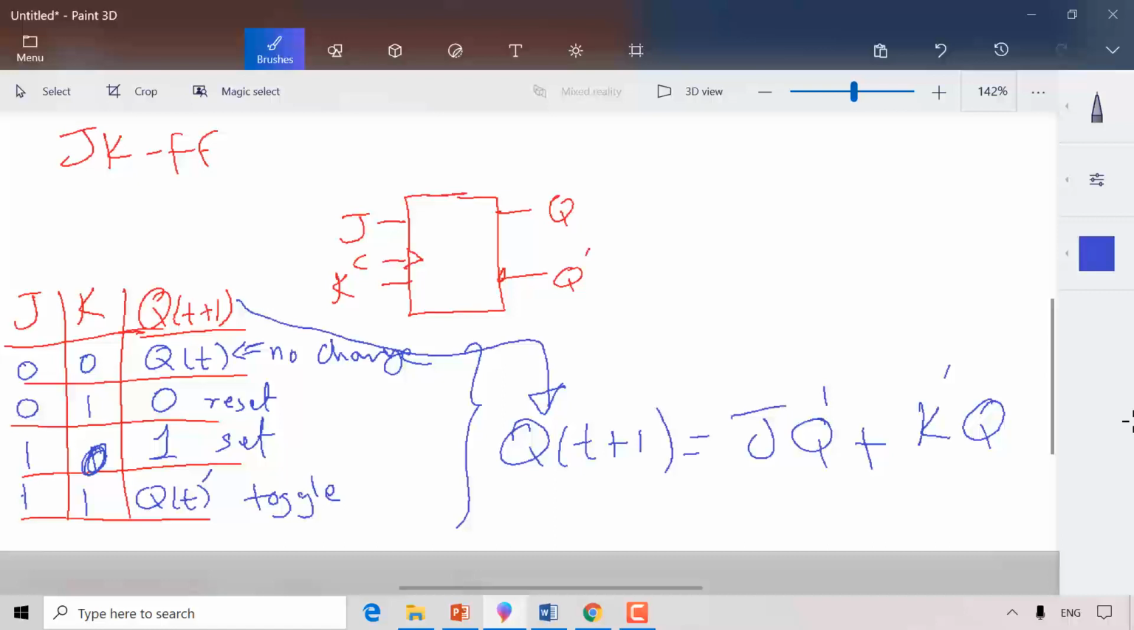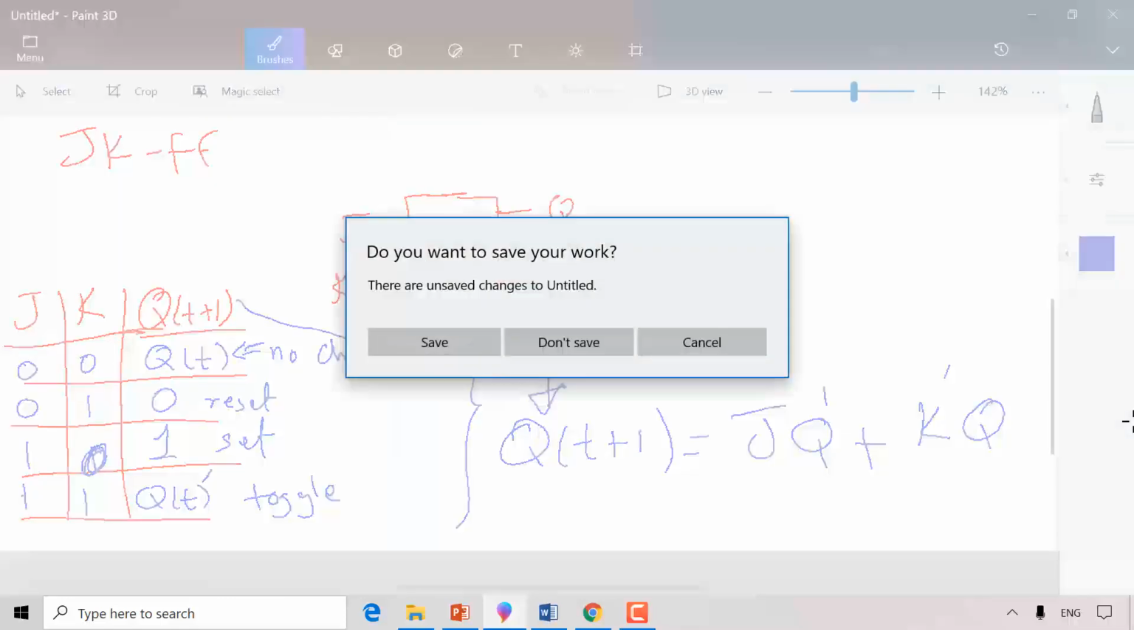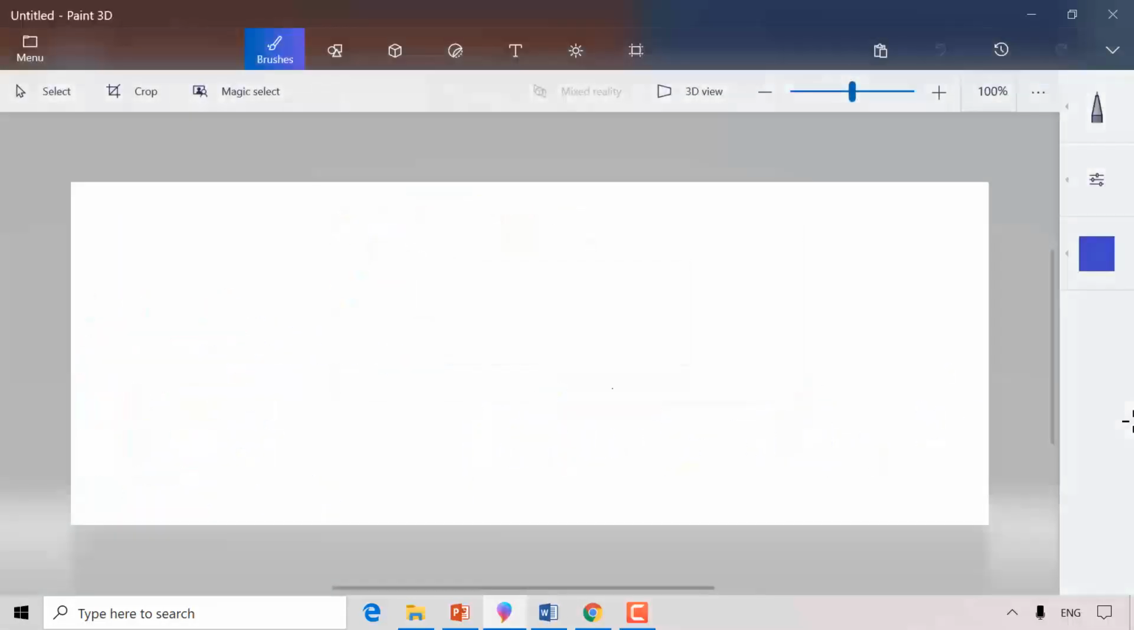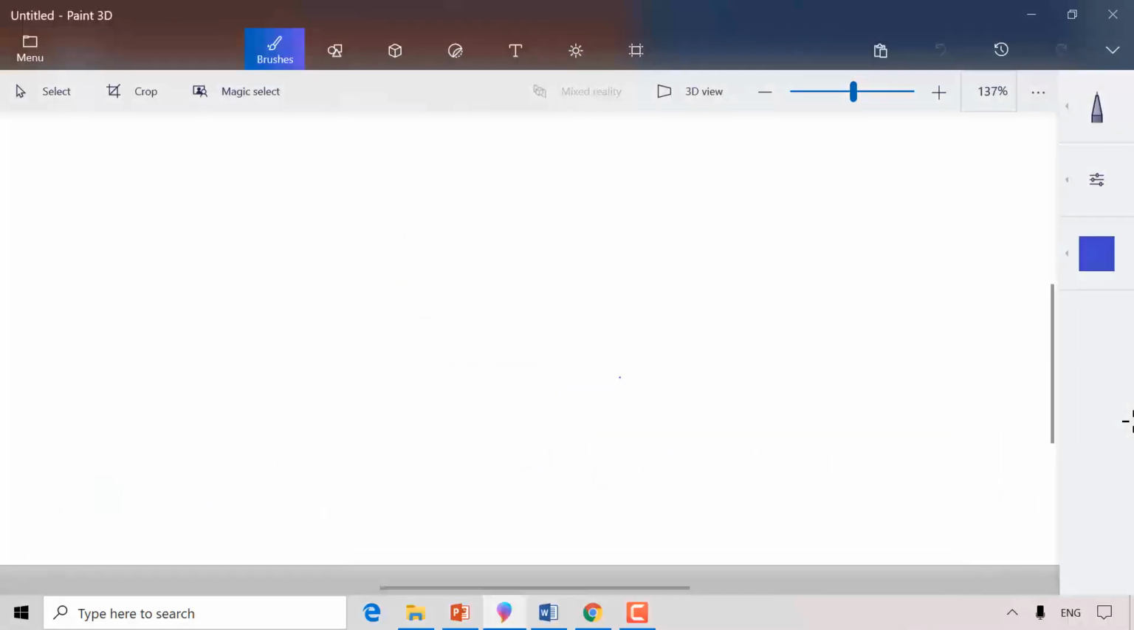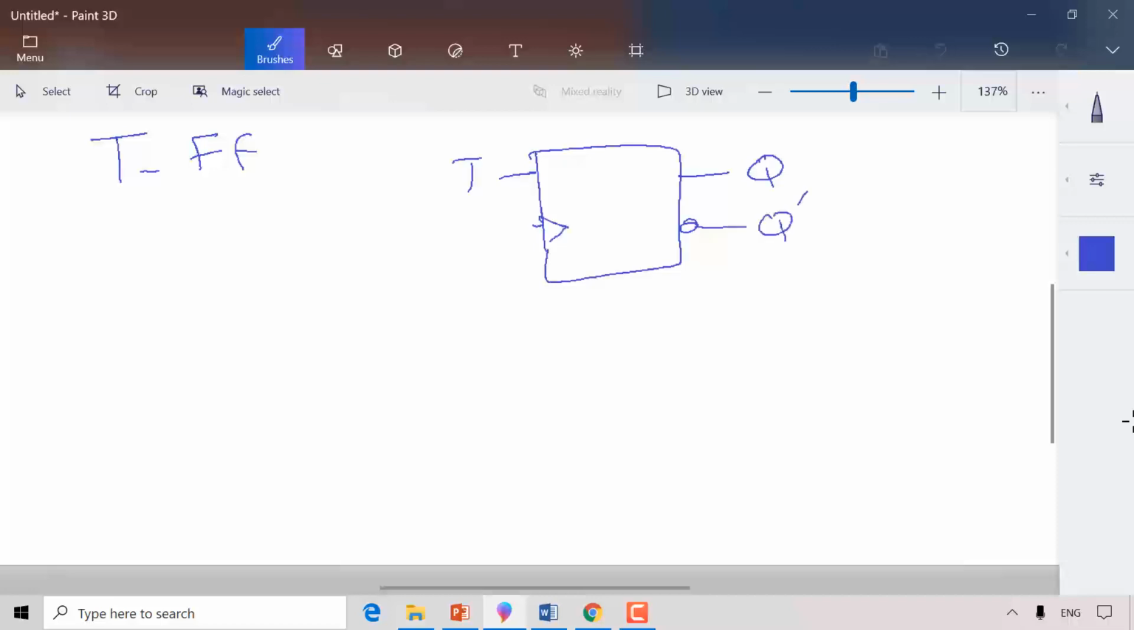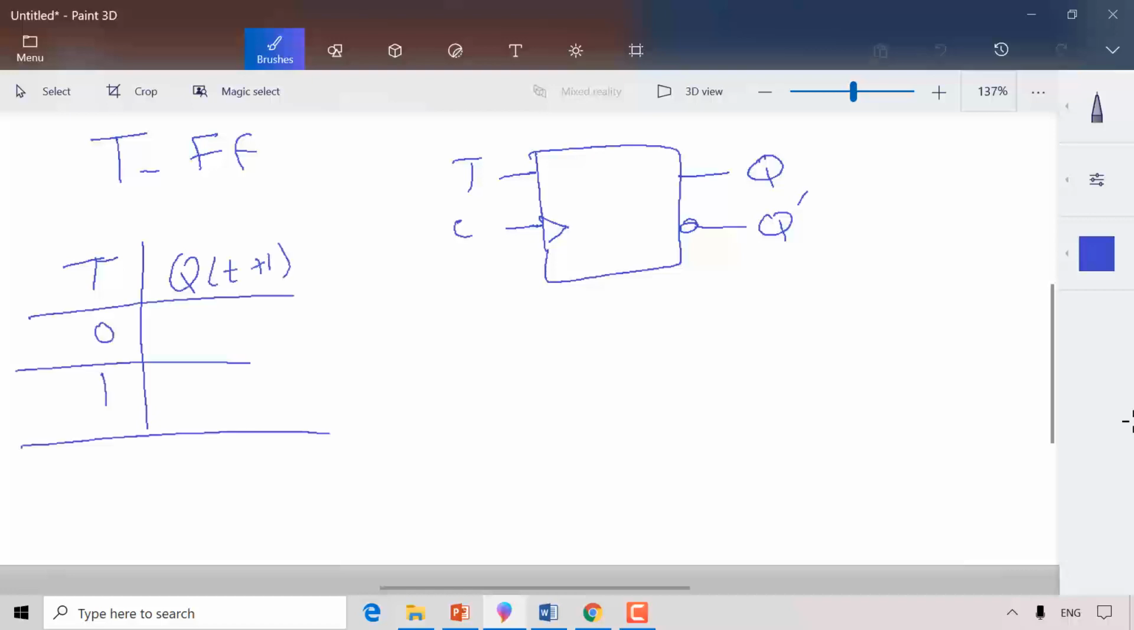Finally, we have the T flip-flops. A T flip-flop consists of input T, outputs Q and Q prime, and a clock. The truth table for this is 0, 1. If T is 0, then the output does not change. If it is 1, the output Q is inverted.